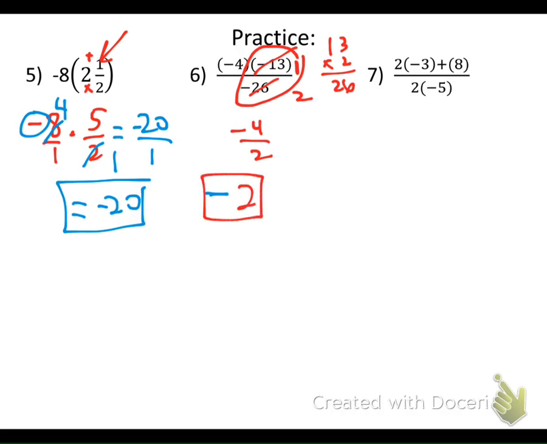The long way would have looked like this. You multiply 4 times 13, or negative 4 times negative 13, and you would have gotten 52 divided by negative 26. And when you divide 52 by negative 26, you could end up reducing and you'd still get the same answer. So either way, it's all going to be the same.